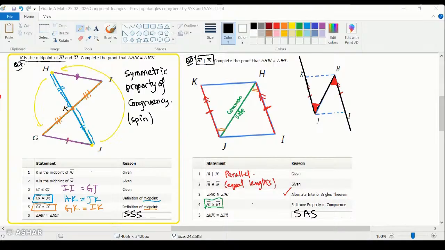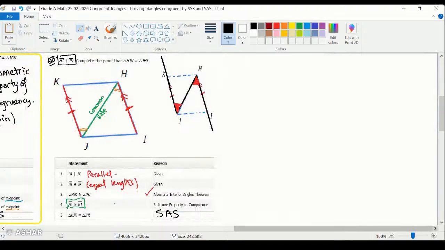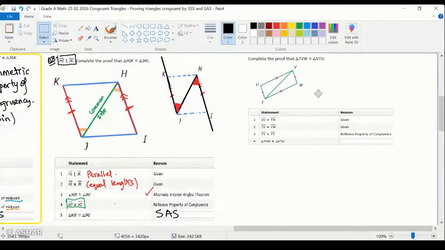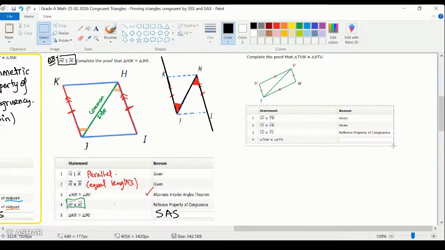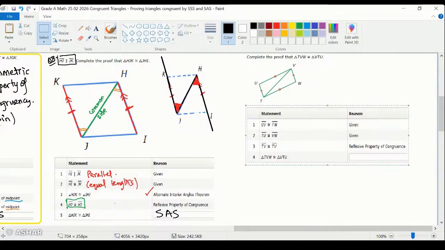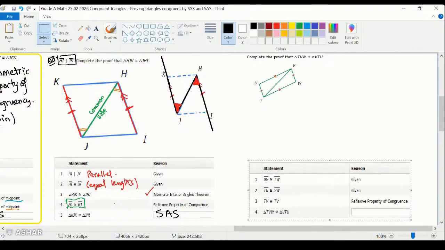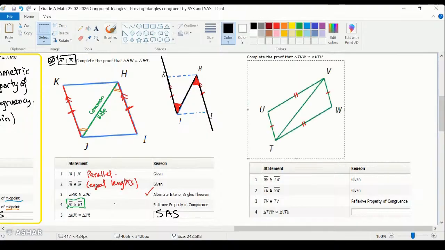They're saying complete the proof that this is equal to this. In order to prove question number 9, the question number 9 states this information with this given property, and this is the given diagram. Let this be our question number 9. Let's separate question number 9 from question number 8.